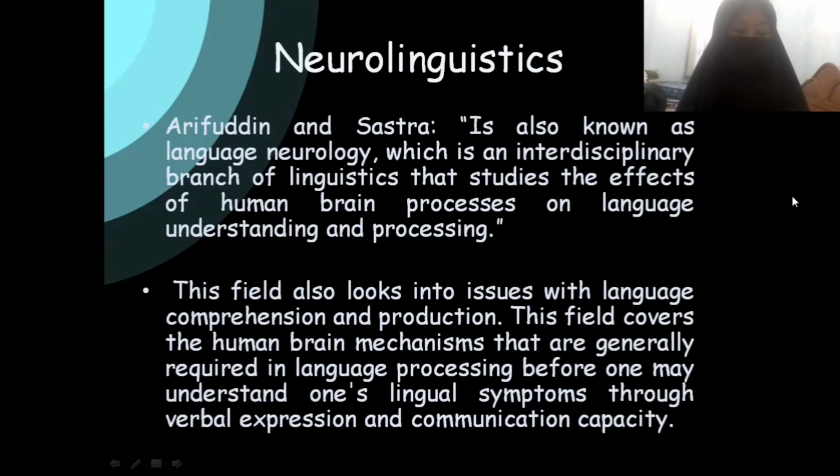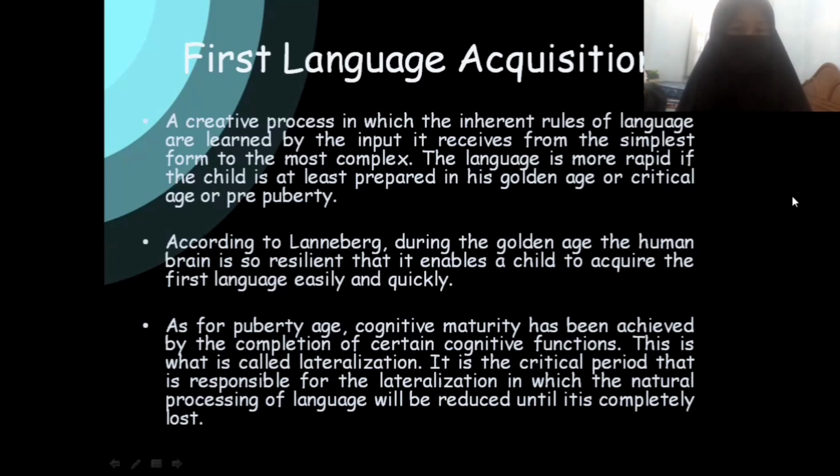This approach began with the collaboration of neurologists and linguists in the study of the human brain and language. Next, first language acquisition. Language acquisition is a creative process in which the inherent rules of language are learned from the input it receives, from the simplest form to the most complex. Language acquisition is more rapid if the child is at the golden age, or critical age, or pre-puberty.